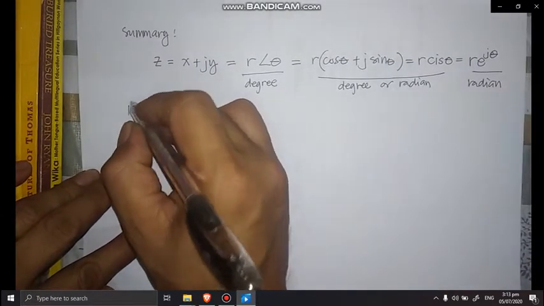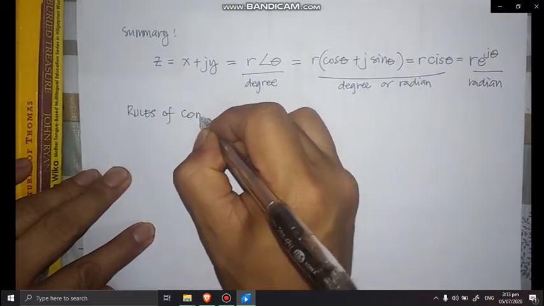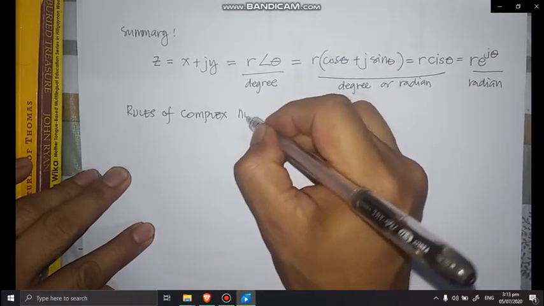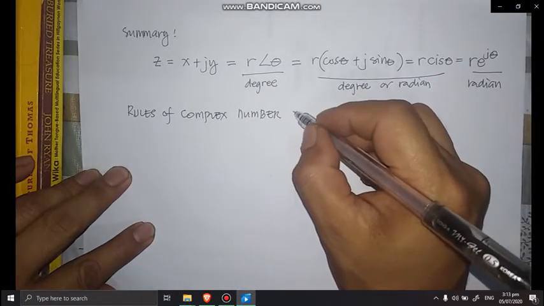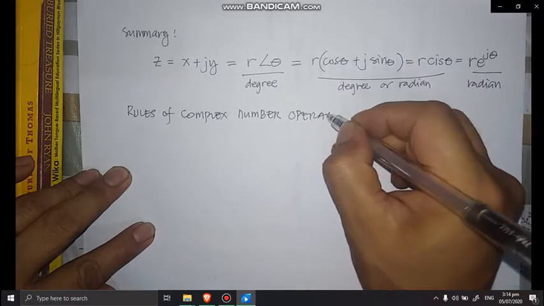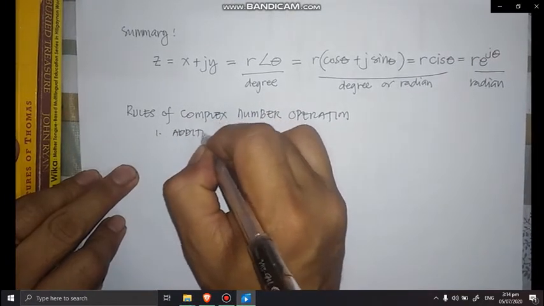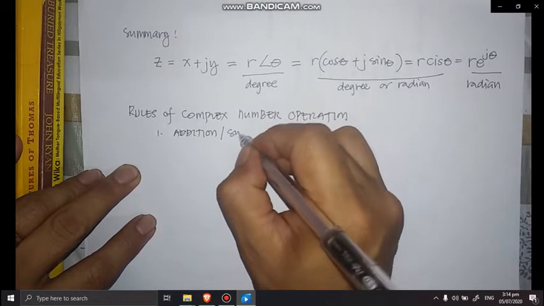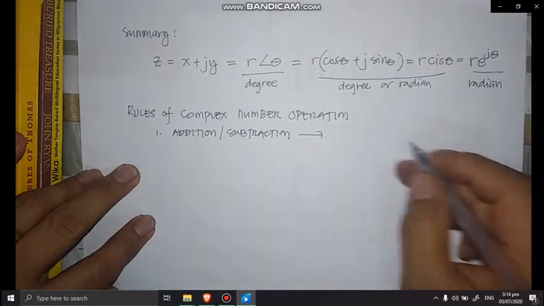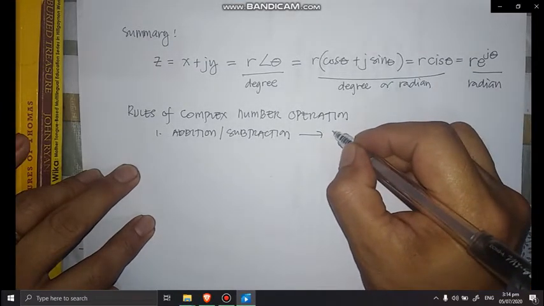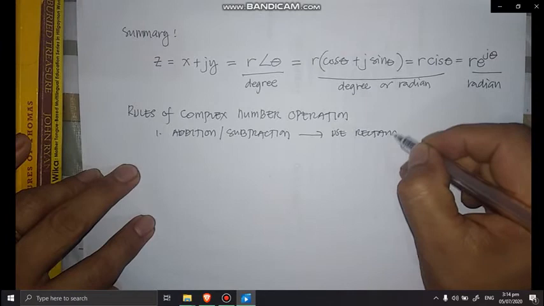Okay, now let's proceed with the rules now of complex numbers. Now, what are the rules of complex number operation? So, for example, when adding or subtracting complex numbers, we use the rectangular form. Take note of that. Adding and subtracting complex numbers use the rectangular form.